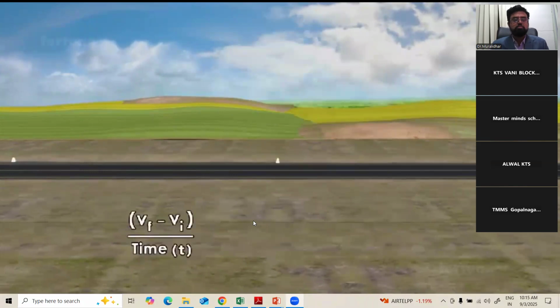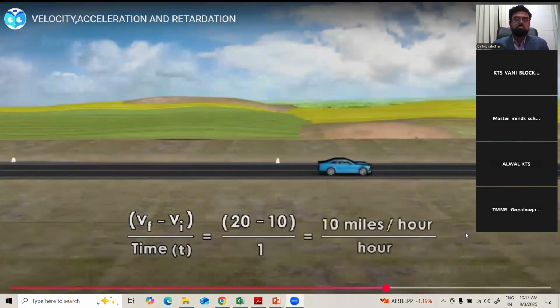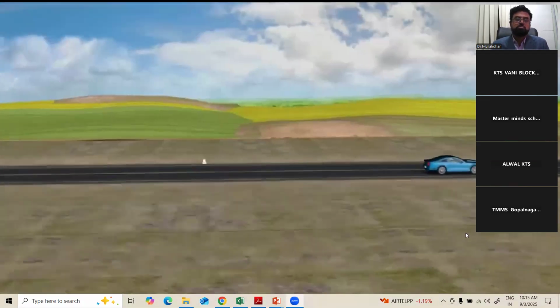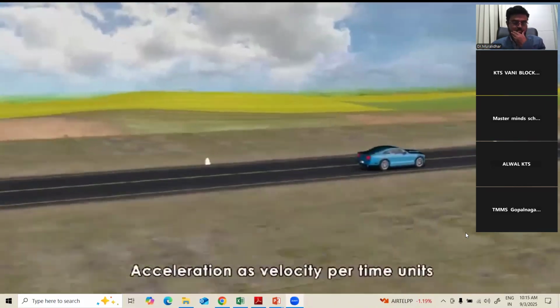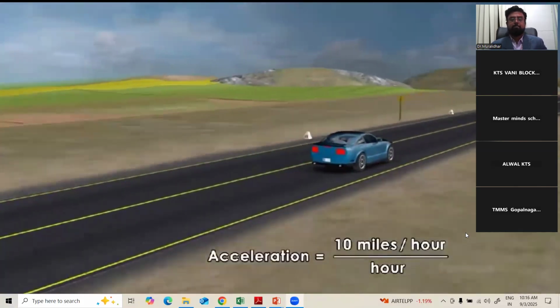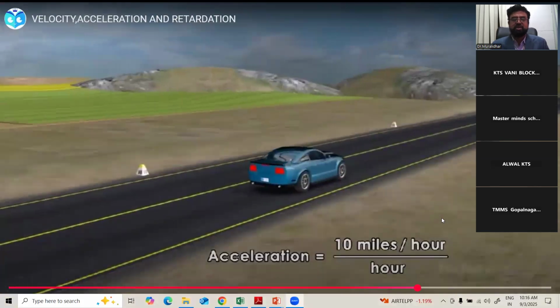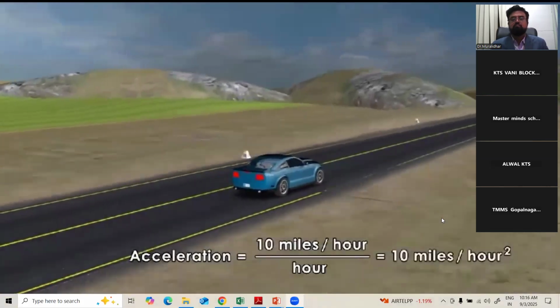Substituting the values in the equation, we get 20 minus 10 divided by 1 hour. That comes to 10 miles per hour per hour, because we express acceleration as velocity per time unit. These units can be mathematically simplified to 10 miles per hour squared.